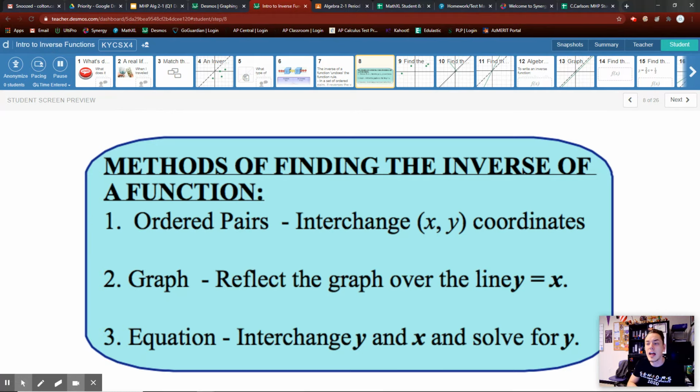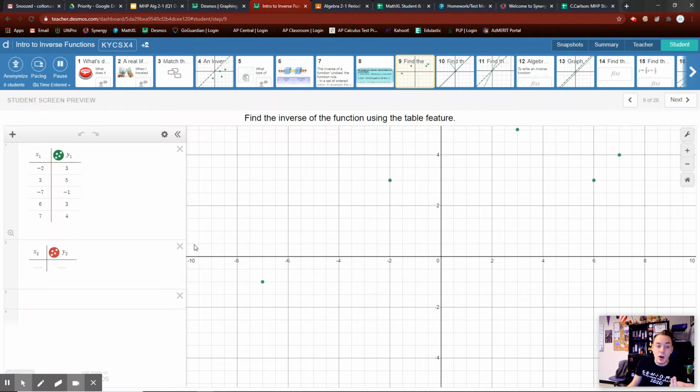x. After that, I'll pretty much kind of leave the leftover examples for you. I'll probably get to about slide 16 here, and I'll leave the rest for you. So I'm doing a lot of your work. You're welcome. Okay, so find the inverse of the function using the table feature.